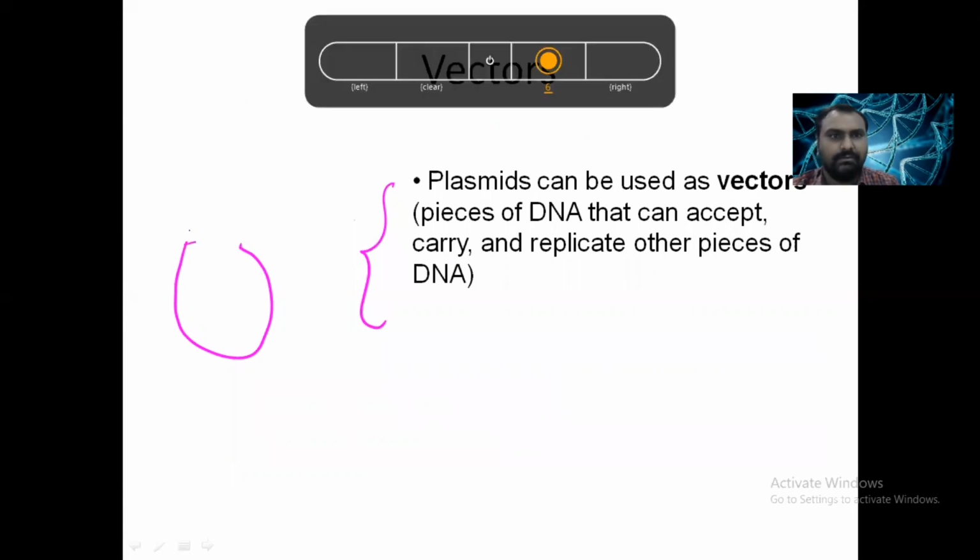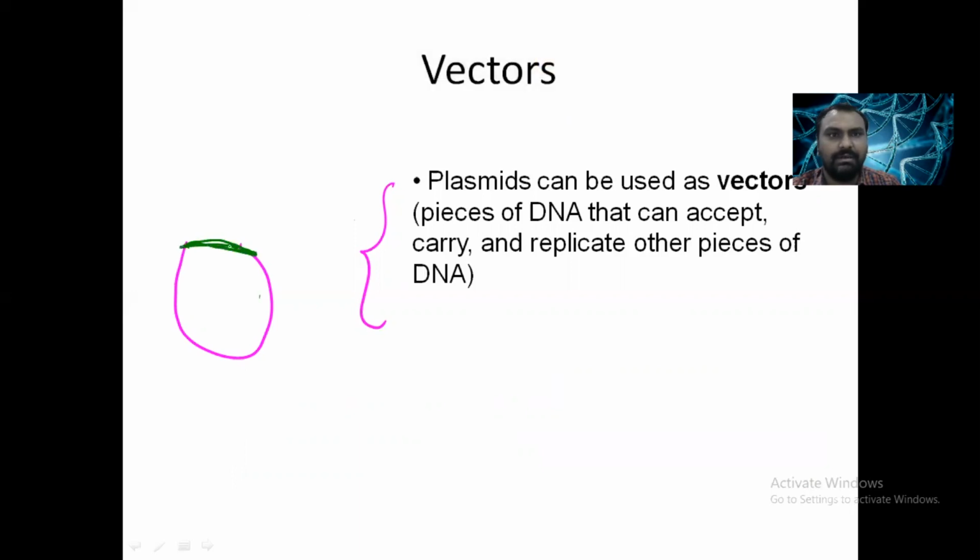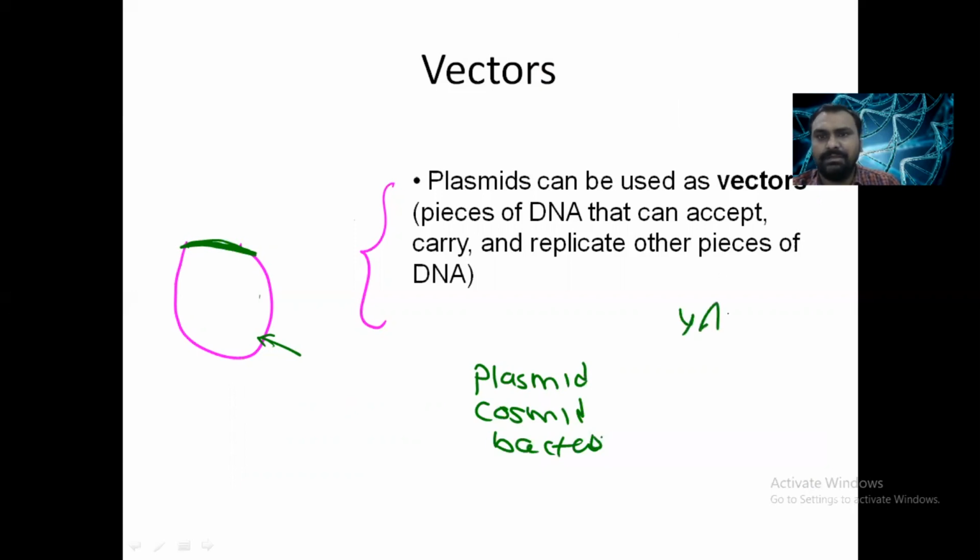Okay. So suppose this green color is our gene of interest. It will be carried by a vector. Examples of vectors are plasmids, cosmids, bacteriophage, yeast artificial chromosome, bacterial artificial chromosome, and mammalian artificial chromosome. So all these are vectors.